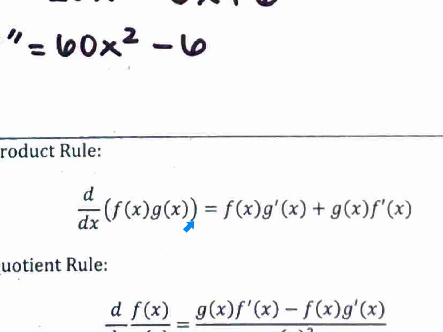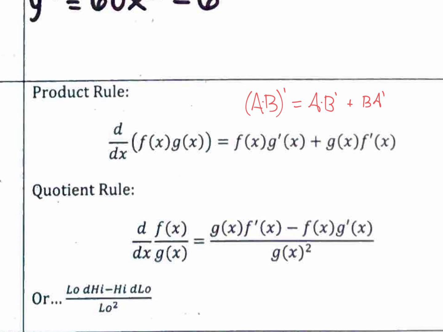A lot of people get caught up in this f and x and primes and all that stuff, so here's a different way to think of it. If you want to take the derivative of two things, a times b, it would be a times b prime plus b times a prime. And don't worry if you get the order backwards. We're multiplying these things together, adding these things together. Addition does not care about order.